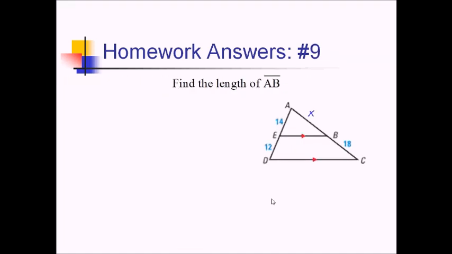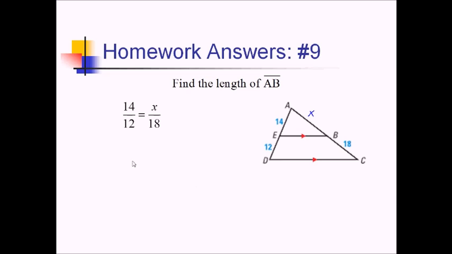For number 9, we're trying to find the length of side AB here, represented as x. The key on this one is realizing that since we have these parallel sides, these two triangles, the small triangle and the bigger triangle, are going to be similar. And also, these little segments of the bigger triangle are going to be proportional. So you can actually set up a proportion with things written pretty much the way they appear in the diagram. We can say 14 over 12 equals x over 18.